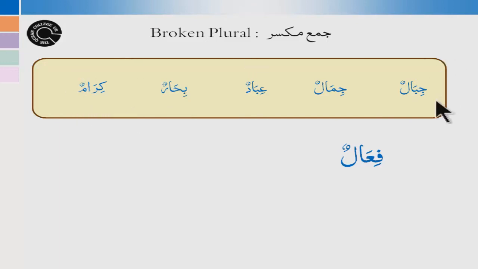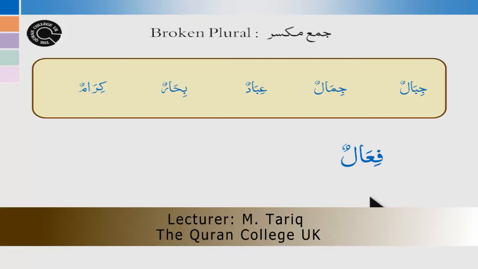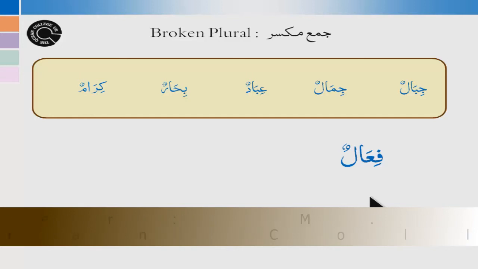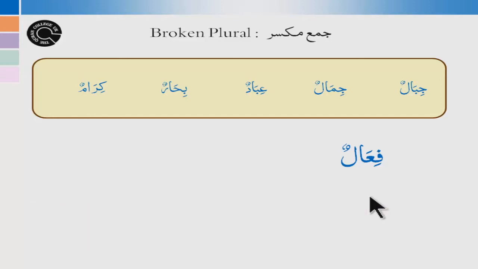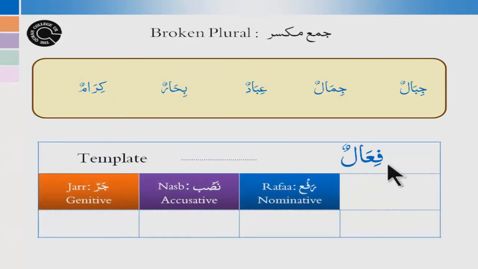If you remember this template, then you can make a broken plural of this kind from a noun. So bear in mind that if you have root letters, that doesn't mean that you can put them into all the 7 templates and generate a broken plural out of them. Those root letters belong to one of the templates. It's not that you can apply it on all 7 templates. So we have this template, and then you can represent this template in different cases, and one of them is the one that we made, fi'alun, and in nasab it would be fi'alan, fi'alin, and that's our second template.